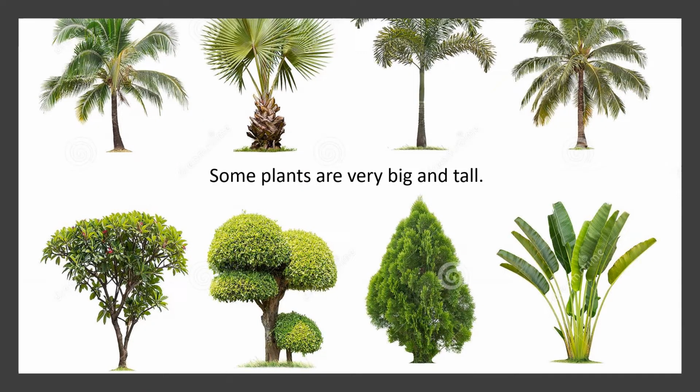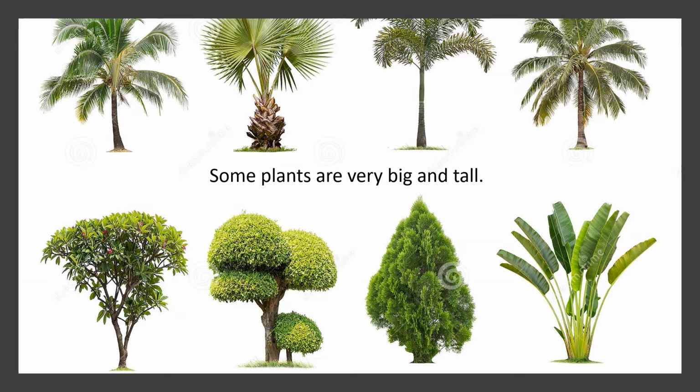Children, look at these plants in the picture. All are tall and big. Not all the plants are so, children. Only some of them are tall and big. Okay? So, let us read about this line. Some plants are very big and tall. Children, some plants are very big and tall. You may look around you and see that yes, there are some plants. Not all plants are big and tall.